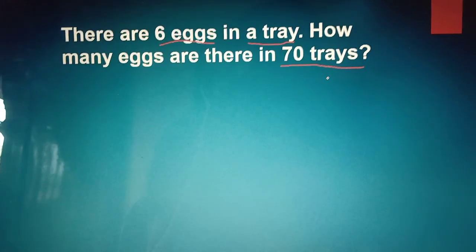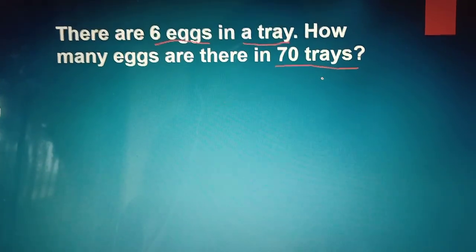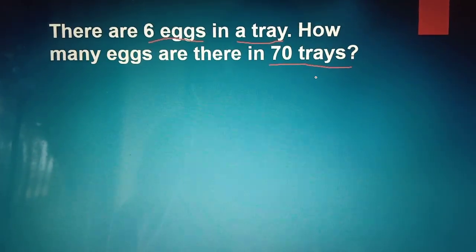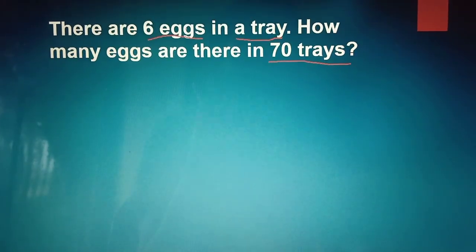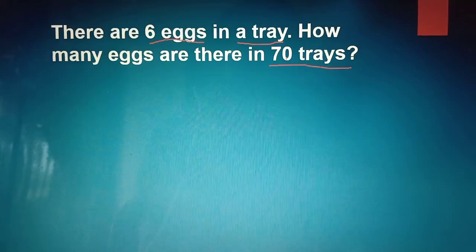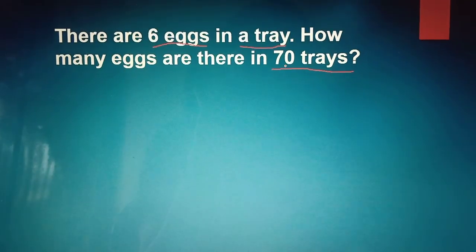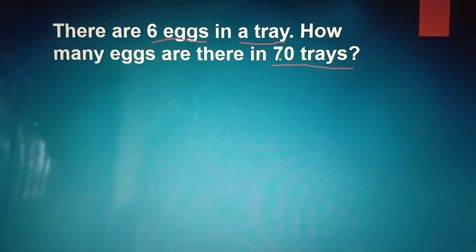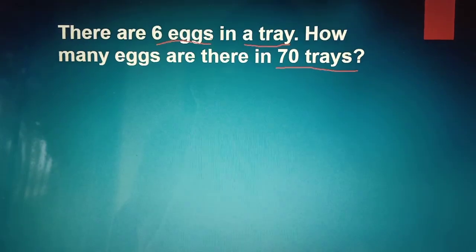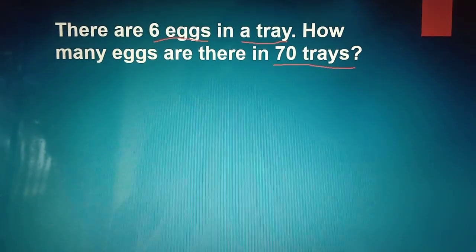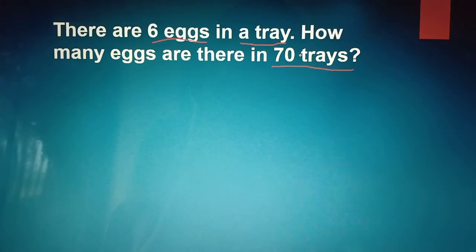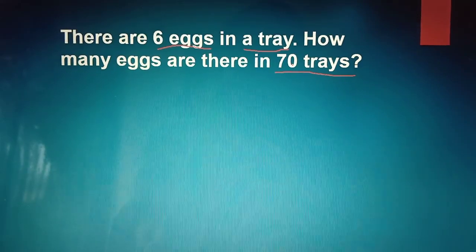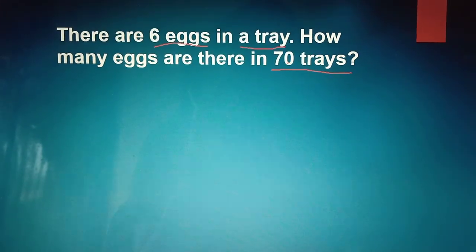Okay, class, you must know we cannot use plus addition for this question. Why? We have 2 different items, 2 different objects. When we want to plus, we must have 2 same objects. It means if this is eggs, this should be eggs, then only we can plus. But this one is eggs and trays. We can't use addition.